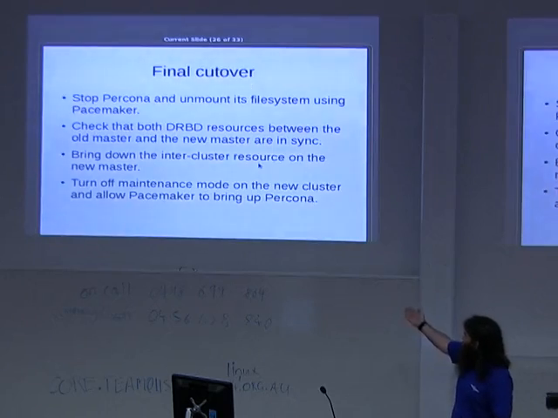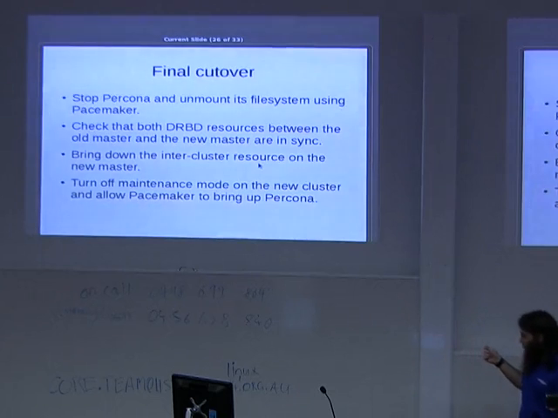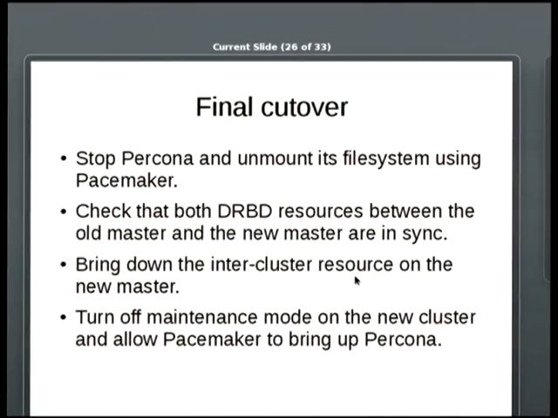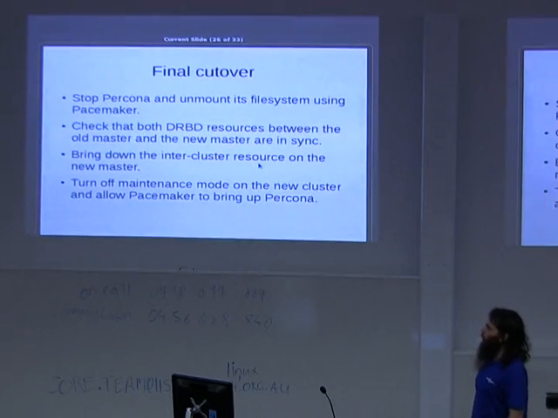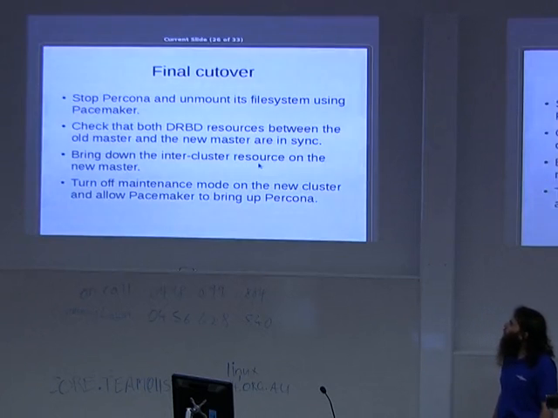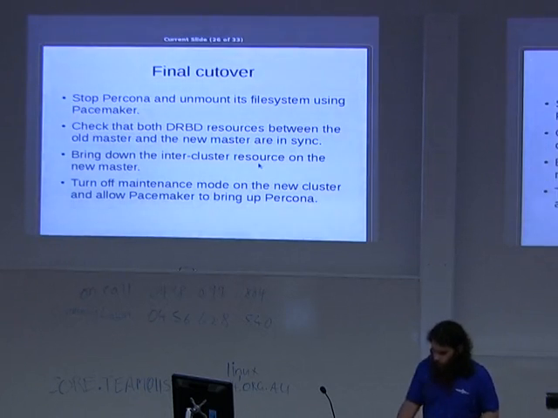Once you have that intercluster resource taken down on cluster 2, the cluster should now be in the state that Pacemaker wants it to be in. So you can turn off maintenance mode, tell Pacemaker, please start up Percona, and everything should be hunky-dory. If it's not, you can roll back at that point. But as it turned out, everything was hunky-dory and went ahead.